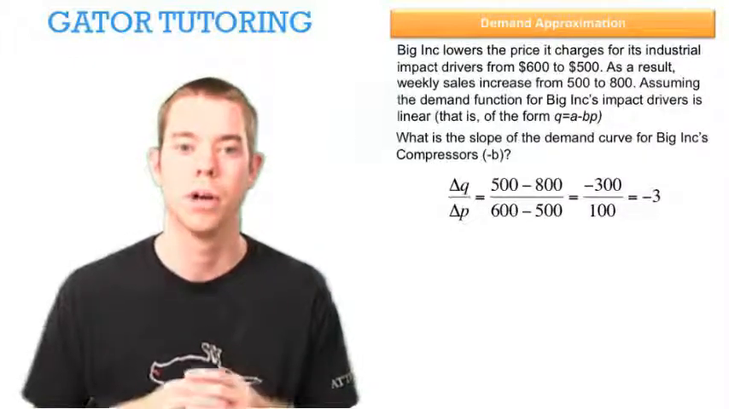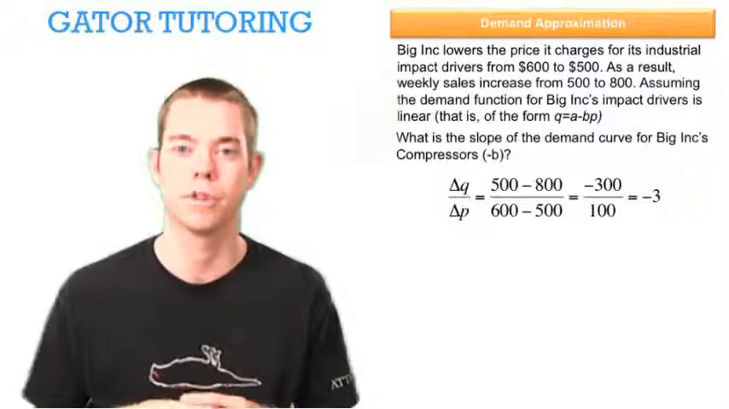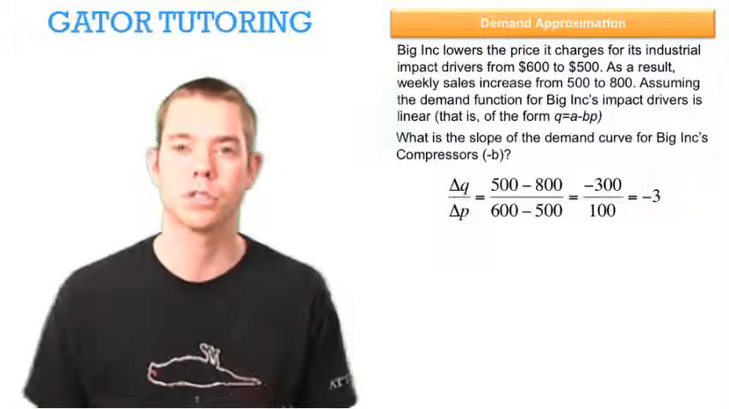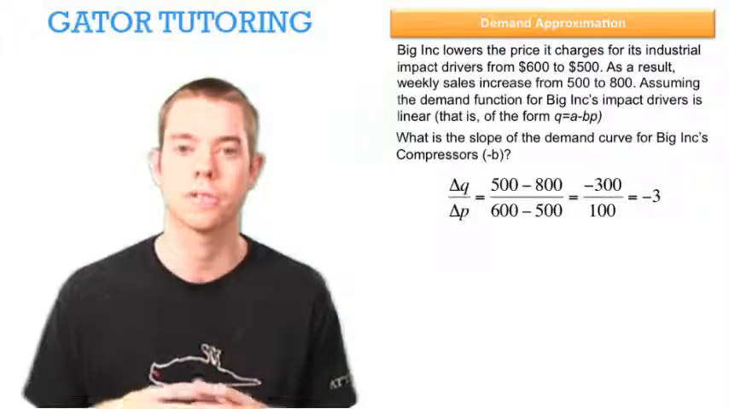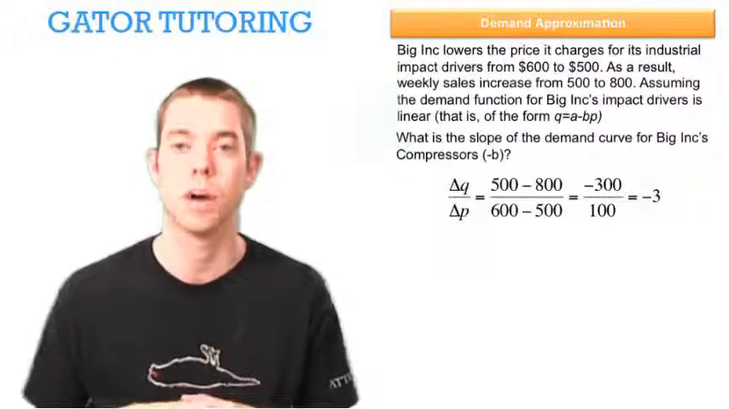So we went from 500 units to 800 units, so 500 minus 800 is the change in quantity that goes in the numerator. We went from $600 to $500, so 600 minus 500 is the change in price that goes in the denominator, and we see that our slope is negative 3.